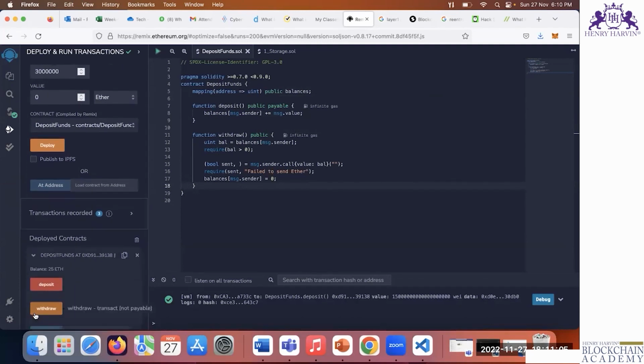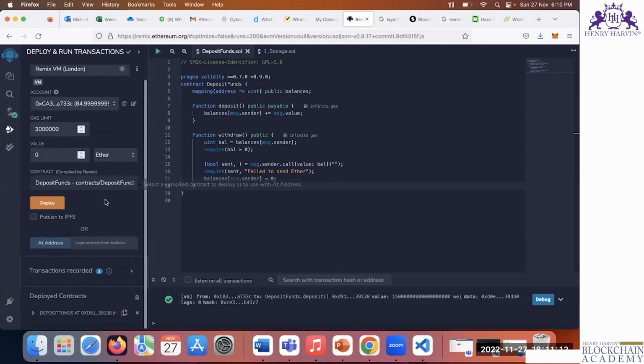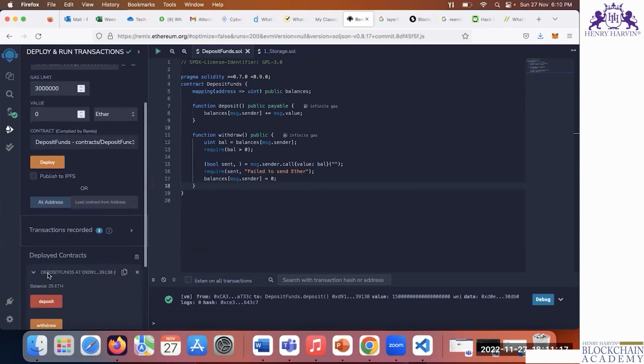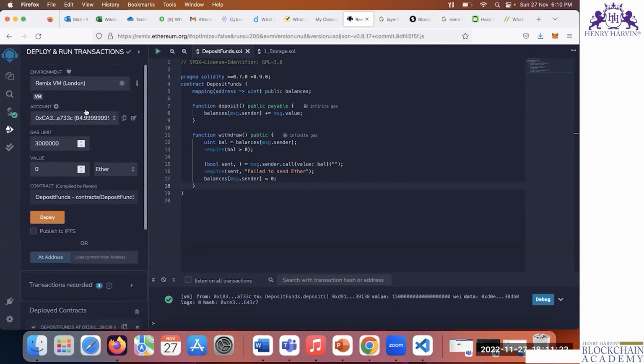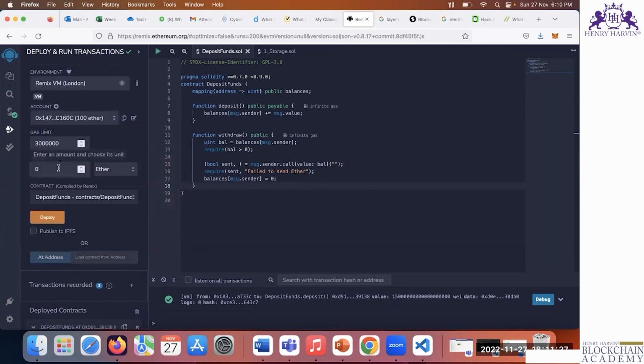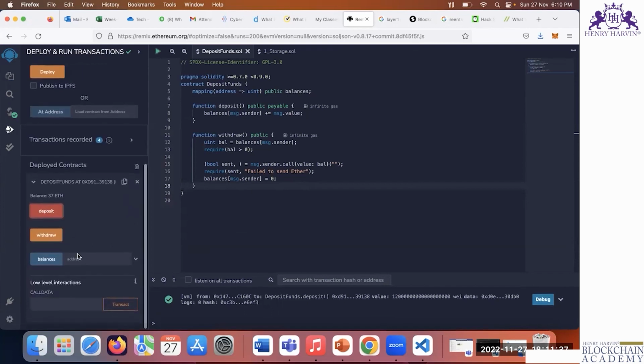Let me check the balance. Yes, here you can see the smart contract has a balance of 25 Ethereum. Some other person is also investing. The public is going to invest over here. He is depositing 12 Ethereum. Now you can see a total of 37 Ethereum in this smart contract.